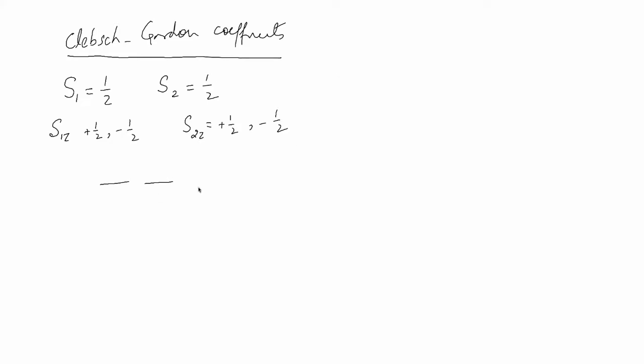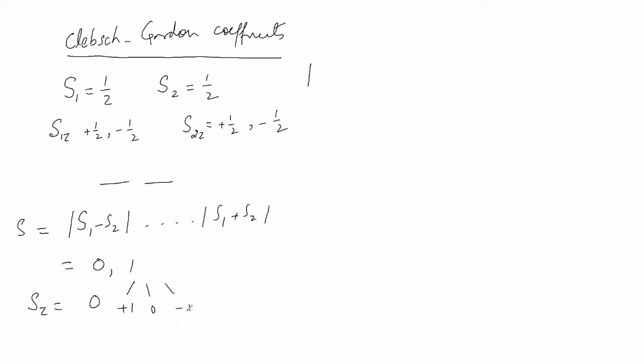That means, since S will range from the modulus of S1 minus S2 to S1 plus S2, the possible values are 0 and 1 for the total spin angular momentum of the system. Then for S equal to 1, Sz will be plus 1, 0 and minus 1, and for S equal to 0, Sz will be 0, such that you form four states: one with 1 plus 1, another with 1 0, another with 1 minus 1, and the fourth with 0 0.